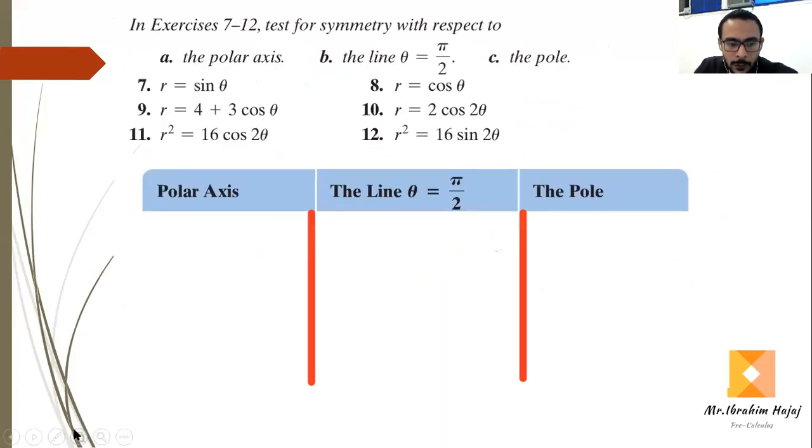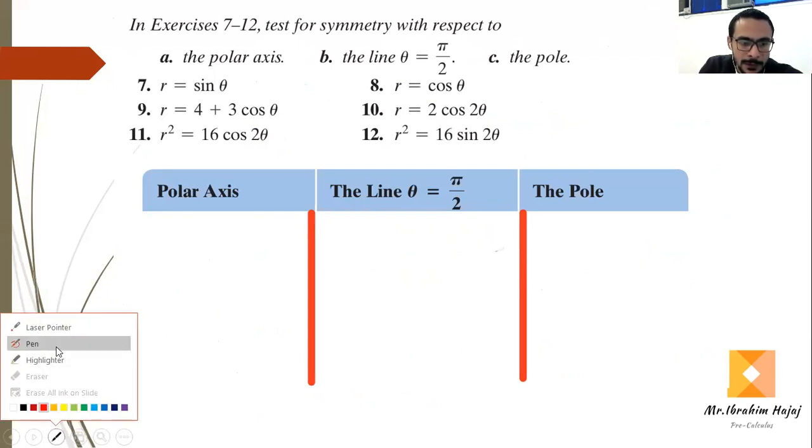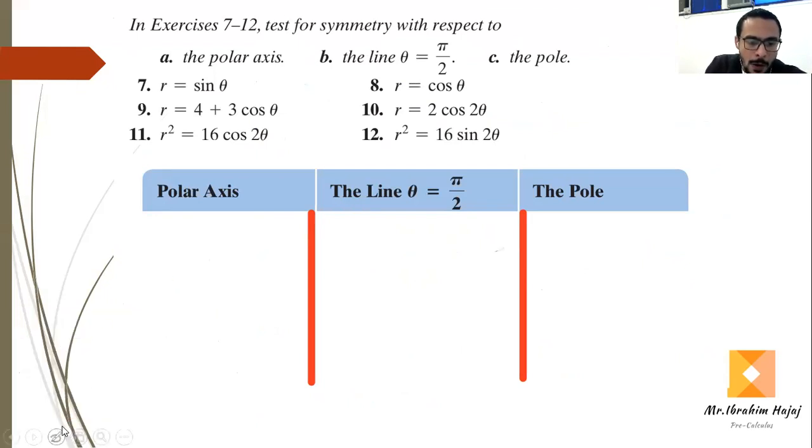Here, help. Number 7, Muhammad Faris. Test the symmetry with respect to the polar axis for this equation number 7. For the polar axis, I said that we have to convert every theta by negative theta, right? Yes.